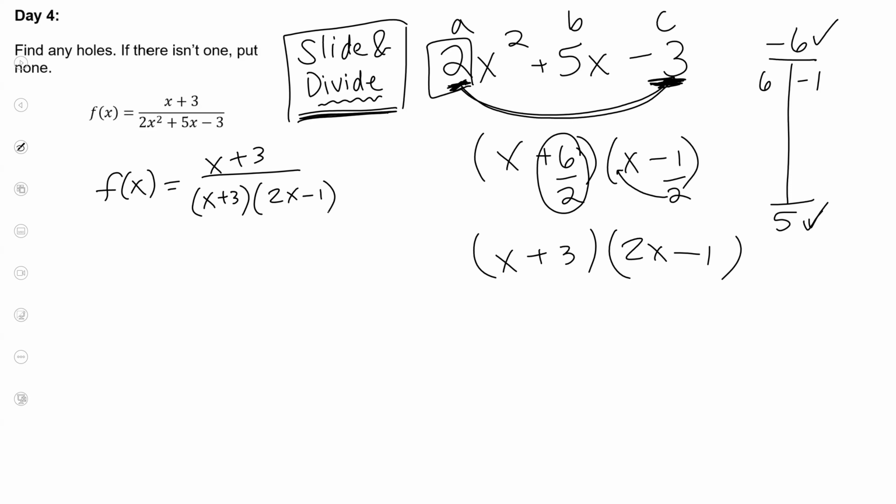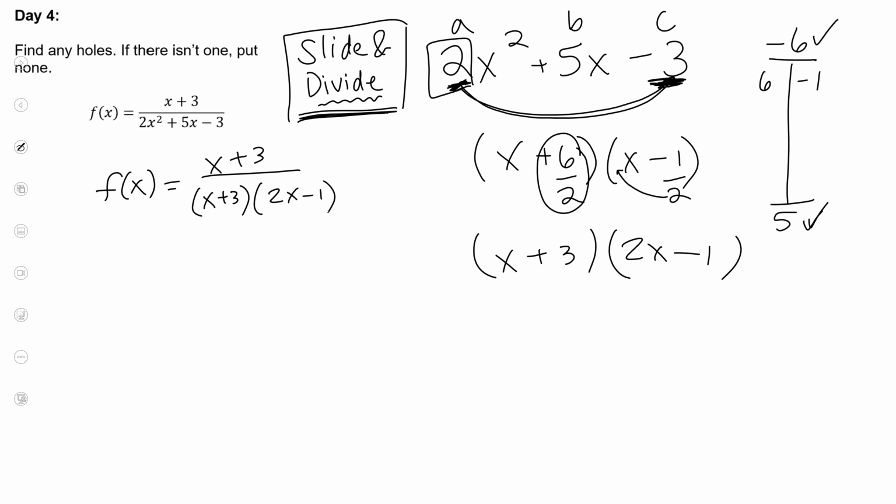Okay, now if you remember from the last lesson, how to find the hole. What did we cross out? The plus 3's, right? So what's my answer? Negative 3. Remember, you take whatever we canceled out, which was x plus 3, you set it equal to 0 and solve. So we subtract 3 from both sides and we get x is negative 3. So that's what this value is.